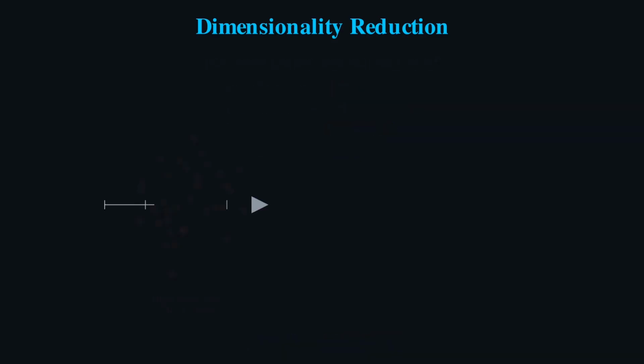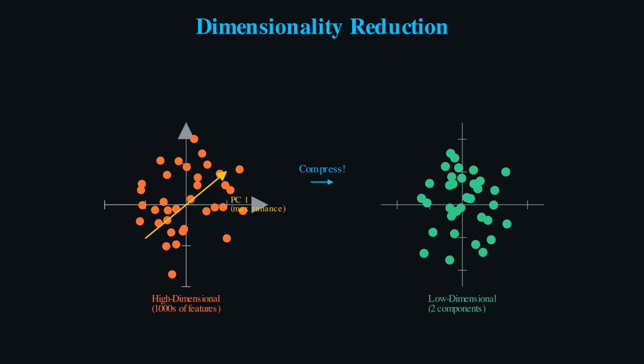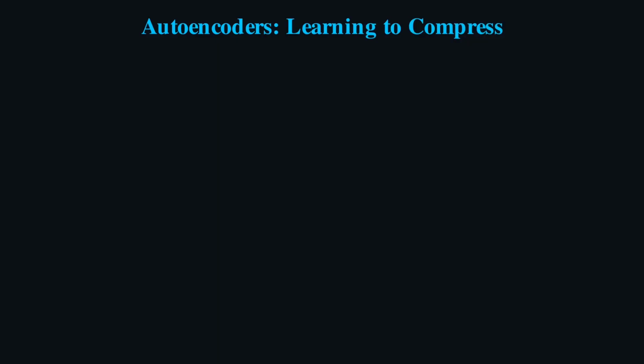Real data is never two-dimensional. A medical scan has 50,000 features. An HD image, 2 million pixels. We cannot visualize that. This is the curse of dimensionality. Dimensionality reduction compresses that complexity down to 2 or 3 dimensions, preserving the core structure, discarding the noise.